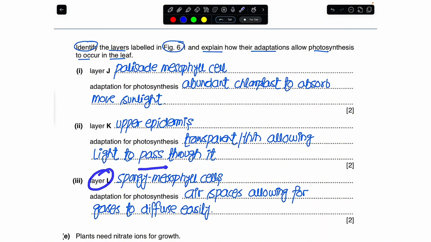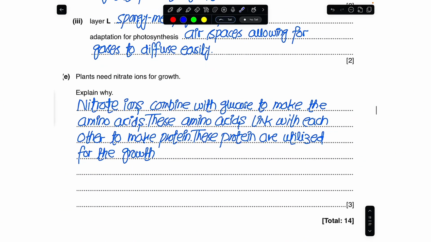Layer L, we had the spongy mesophyll cells, and their adaptation for photosynthesis would be that they have air spaces, and that allows the gases, the CO2, to diffuse from the air spaces into the spongy and the palisade mesophyll cells, and the oxygen to get out of the palisade and the spongy cells into the air spaces.